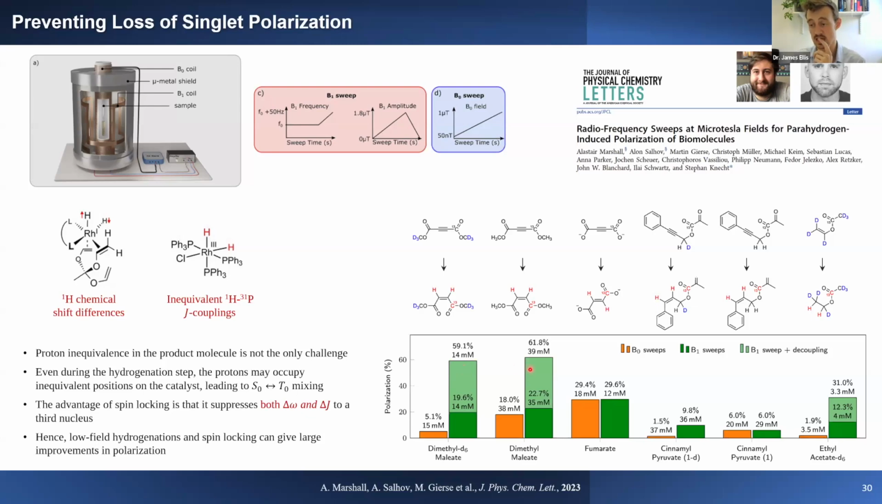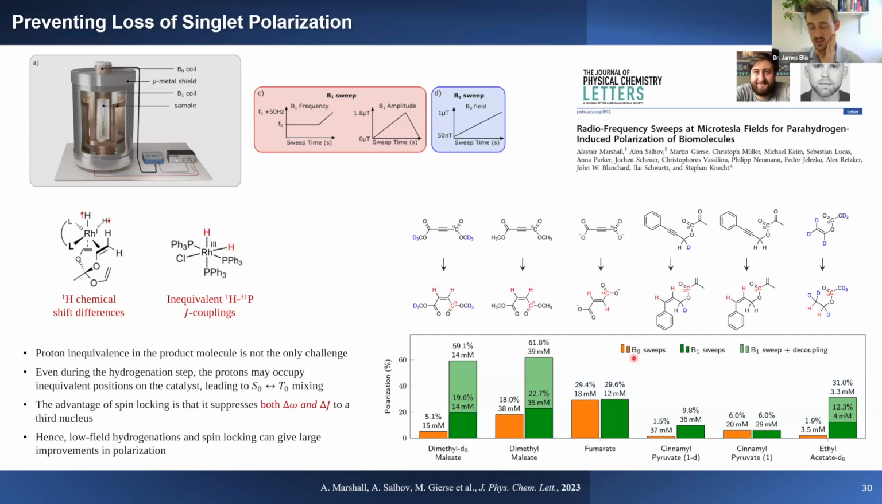So by applying this decoupling field or spin locking field, you're maintaining the proton singlet state through the reaction, and that helps preserve the singlet order if there's some chemical shift difference or inequivalence in J couplings to other nuclei. What's also shown, though, is they also do experiments at very low magnetic field, so ultralow field, and these are shown in orange. This is for B0 magnetic field sweeps.